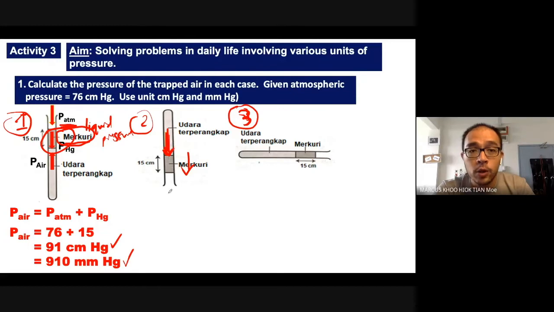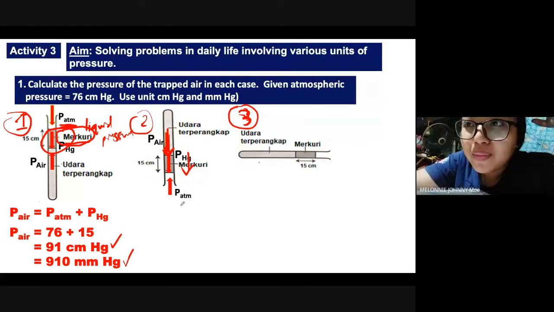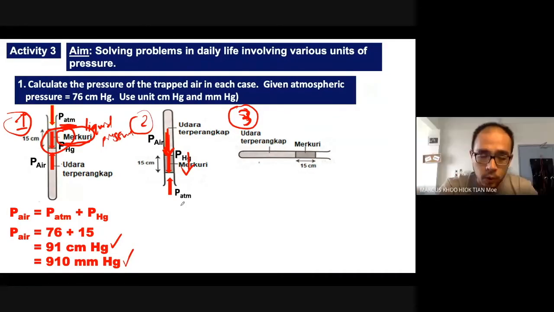But now you have a different situation. The mercury is going down, but the atmospheric pressure is going up. Can you form the equation for me, please? Somebody? Take a look at the arrows and tell me how to form this equation now. PATM equals to PA plus PHG. PATM equals to PA plus PHG because of the arrows.